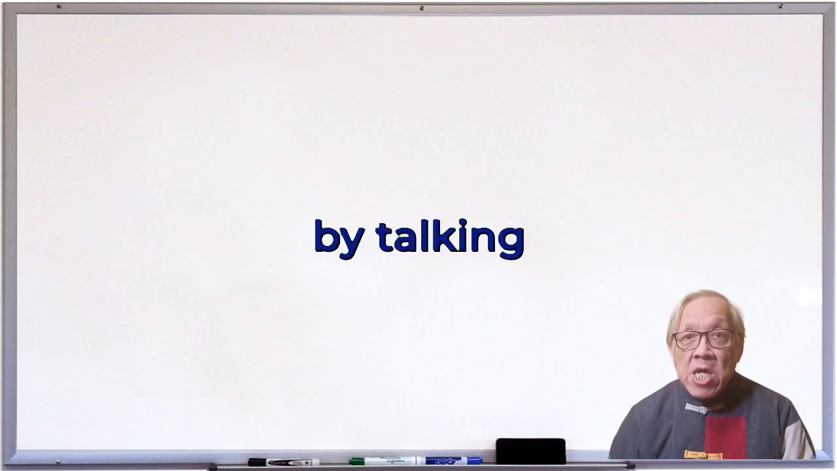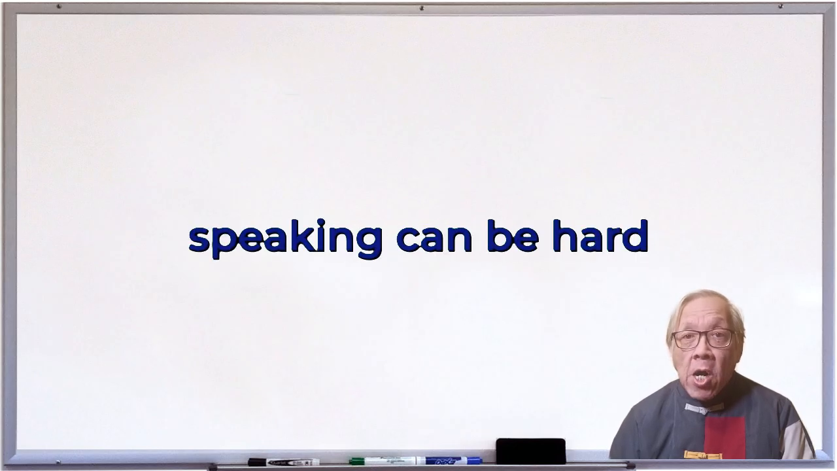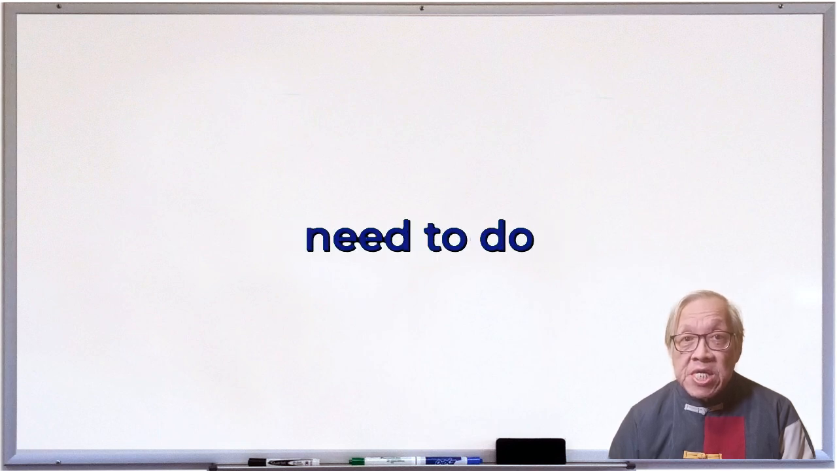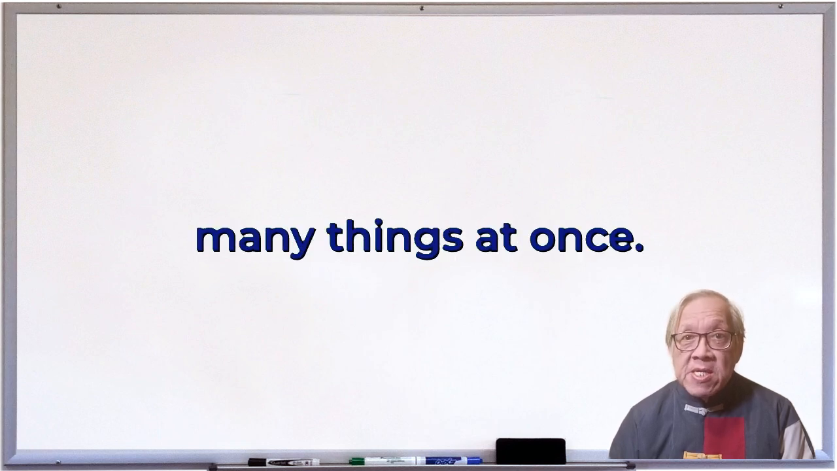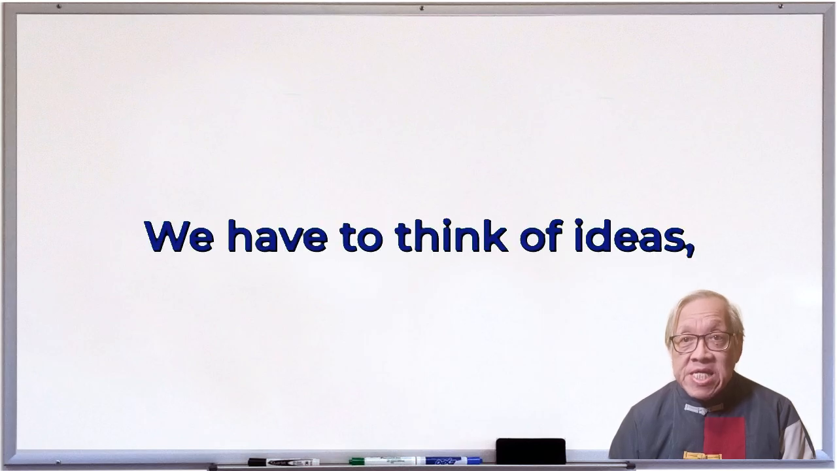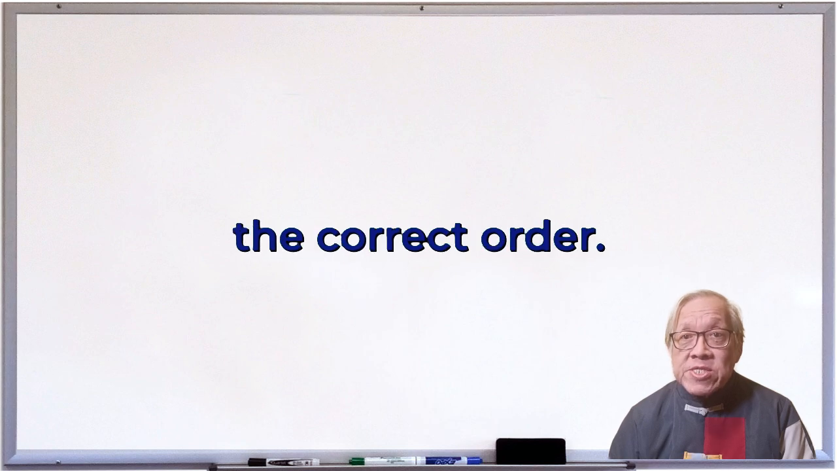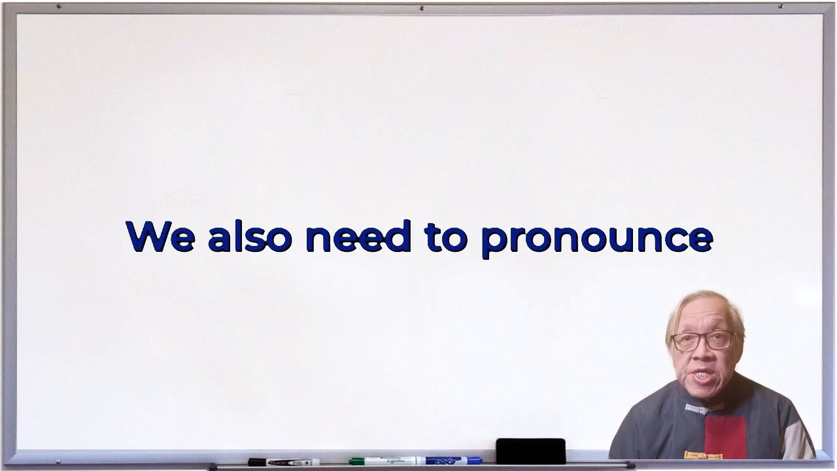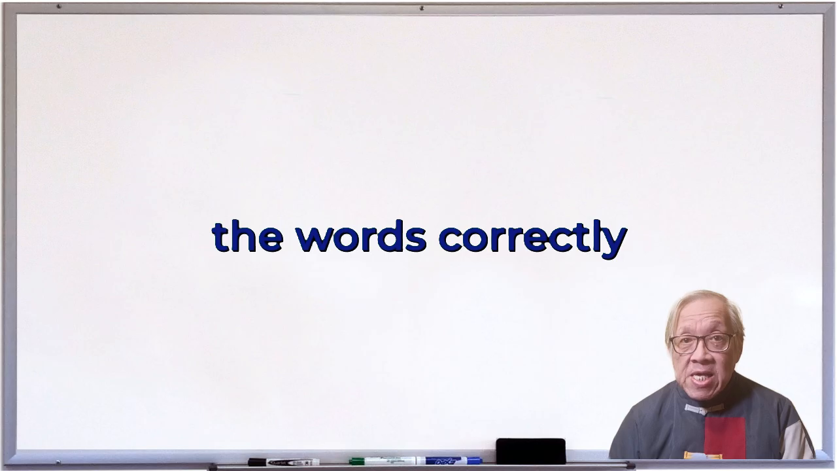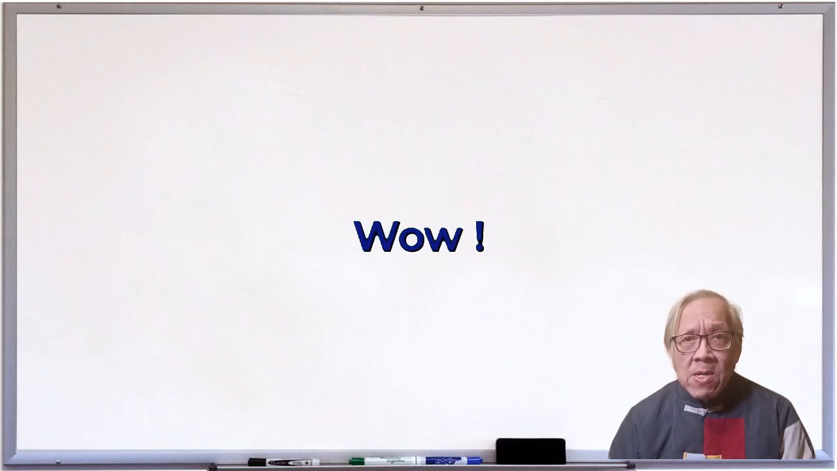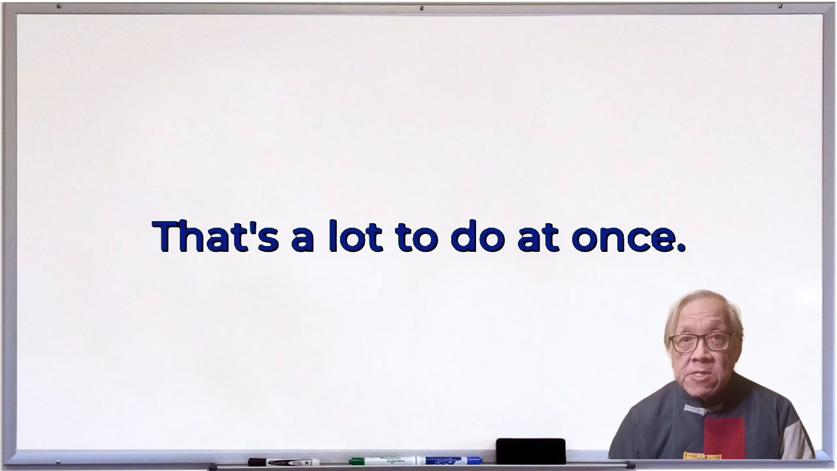Let's start by talking about why speaking can be hard sometimes. When we speak, our brains need to do many things at once. We have to think of ideas, choose the right words, and put them in the correct order. We also need to pronounce the words correctly and use the right tone. Wow! That's a lot to do at once.